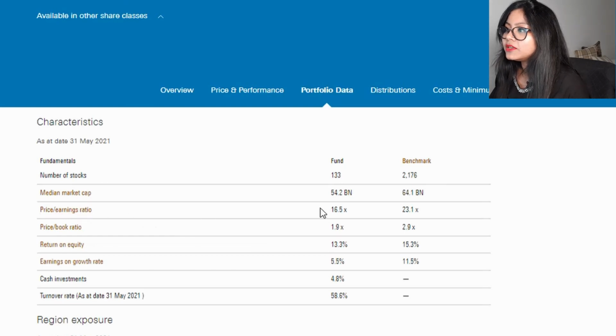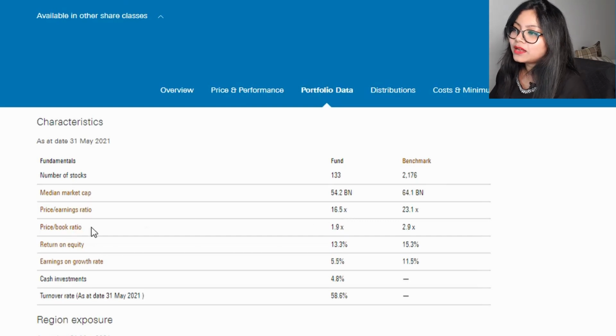So the PE ratio tells you how expensive the fund is. The higher the number, the more expensive it is. On a relative basis, this fund's got a PE of 16.5 compared to 23.1 in the benchmark. It tells you that the fund is cheaper than the benchmark. That's a tick mark, so that's good. You don't want to overpay for your investments.